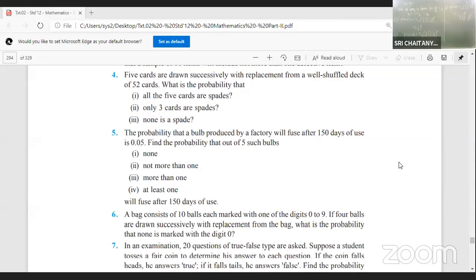And P of x equals 3 is equal to 5C3 into 3 by 4 to the power of 2 into 1 by 4 to the power of 3. Simplifying that, you are going to get the answer. Next one, similarly, none of them is a spade, so P of x is equal to 0. Copy that problem which is on the board.